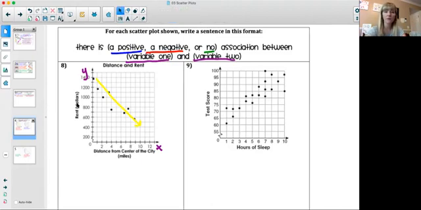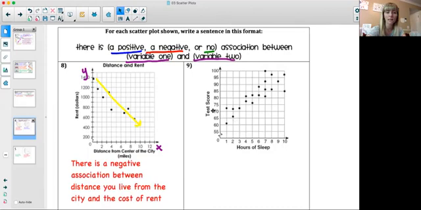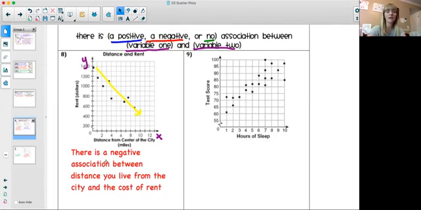So here they are labeled, and then you try to make it grammatically correct, okay? So here's what I wrote, and you can take a second and write this down. It says there is a negative association, there's the first blank. I can see that clearly because it's like a negative slope. There is a negative association between the distance you live from the city and the cost of your rent.